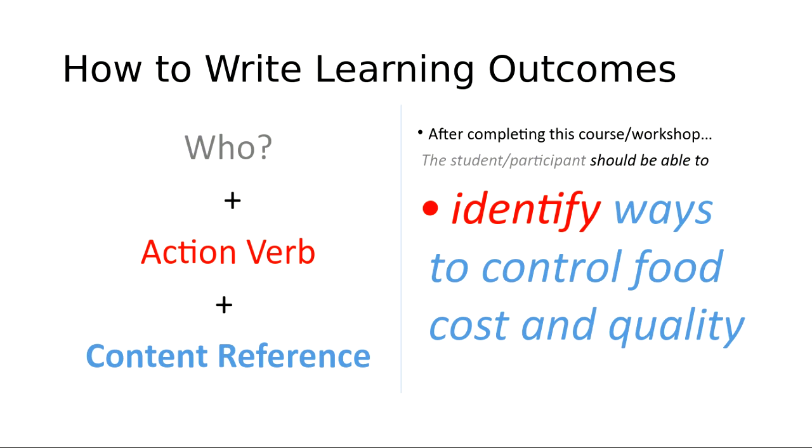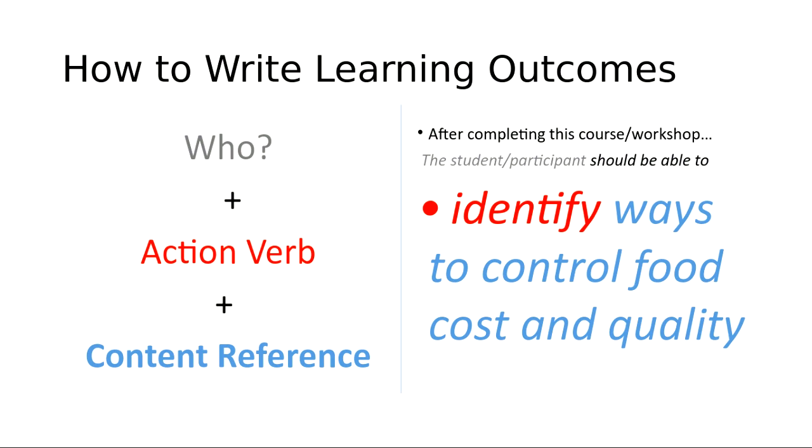So the student should be able to, and this is one example, identify ways to control food costs and quality. Now, so the who or the audience is the student, and then you always need some kind of action. What is it you want the student to be able to do? And in this case, you want the student to be able to identify what? And the next thing is your content reference. So in this case, you want them to be able to identify ways to control food cost and quality.